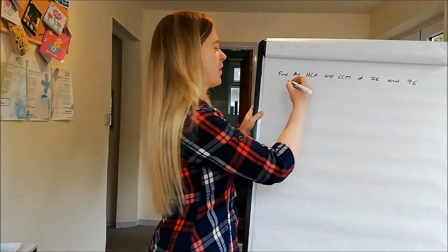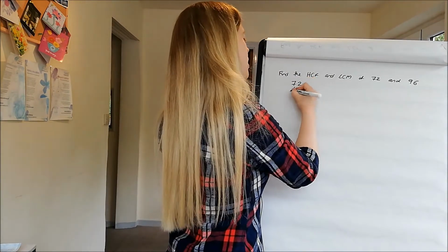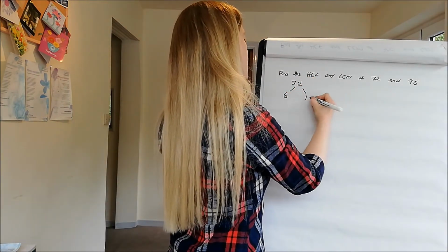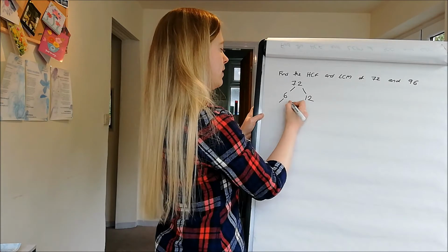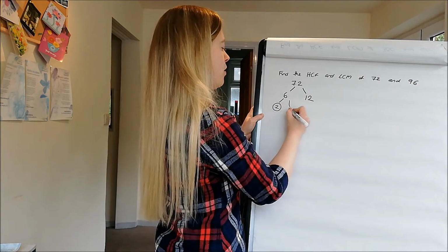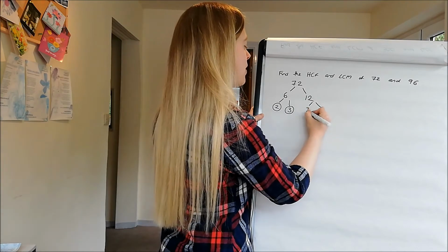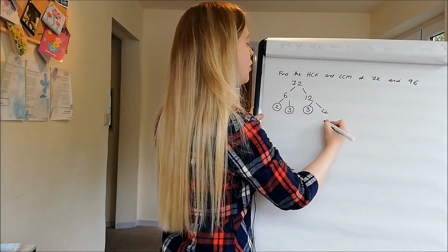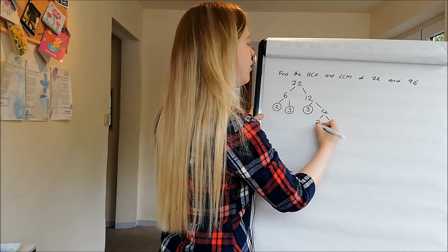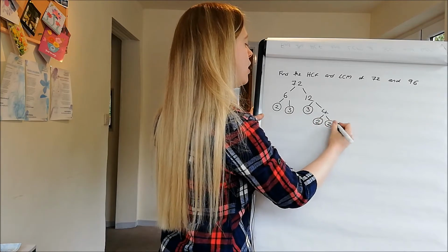All right. So 72 is 6 times 12. 6 breaks down into 2 and 3, both of which are prime. 12 breaks down into 3, which is prime, times 4, which isn't. And 4 breaks down into 2 times 2.